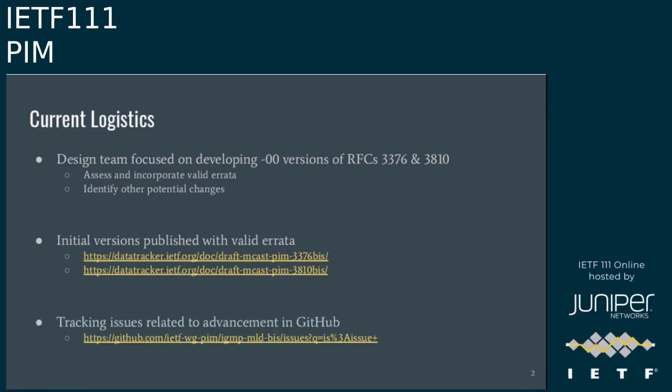Currently, the team is focused on developing the zeroth versions of RFC 3376 BIS for IGMP v3 and RFC 3810 BIS for MLD v2. The main idea was to focus on the criteria to make these RFCs full standard. The primary focus was to assess and incorporate valid errata, and also to identify if any other potential changes need to be made in these documents. Some of those changes could be consolidating the work done on IGMP v3 and MLD v2 via other documents, for example, RFC 4604.